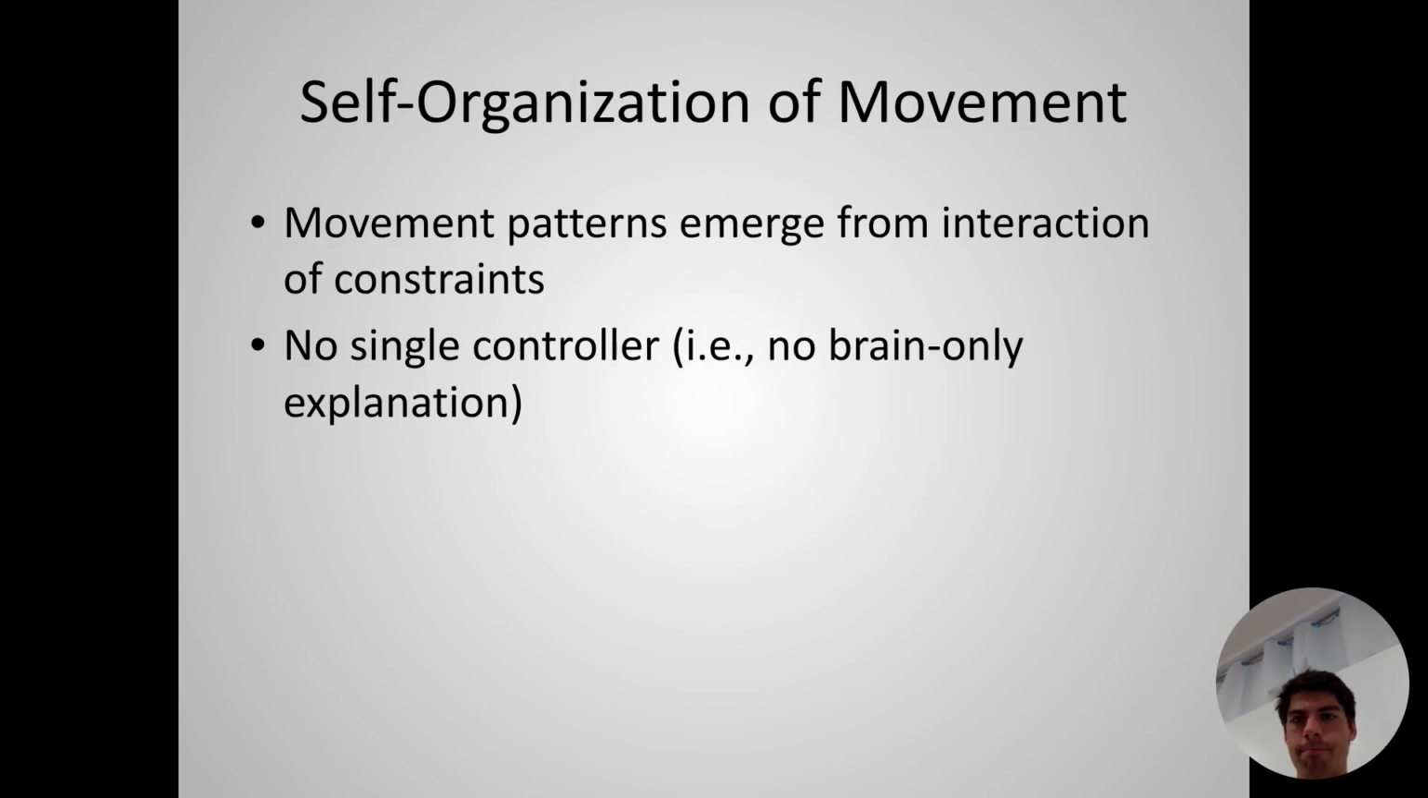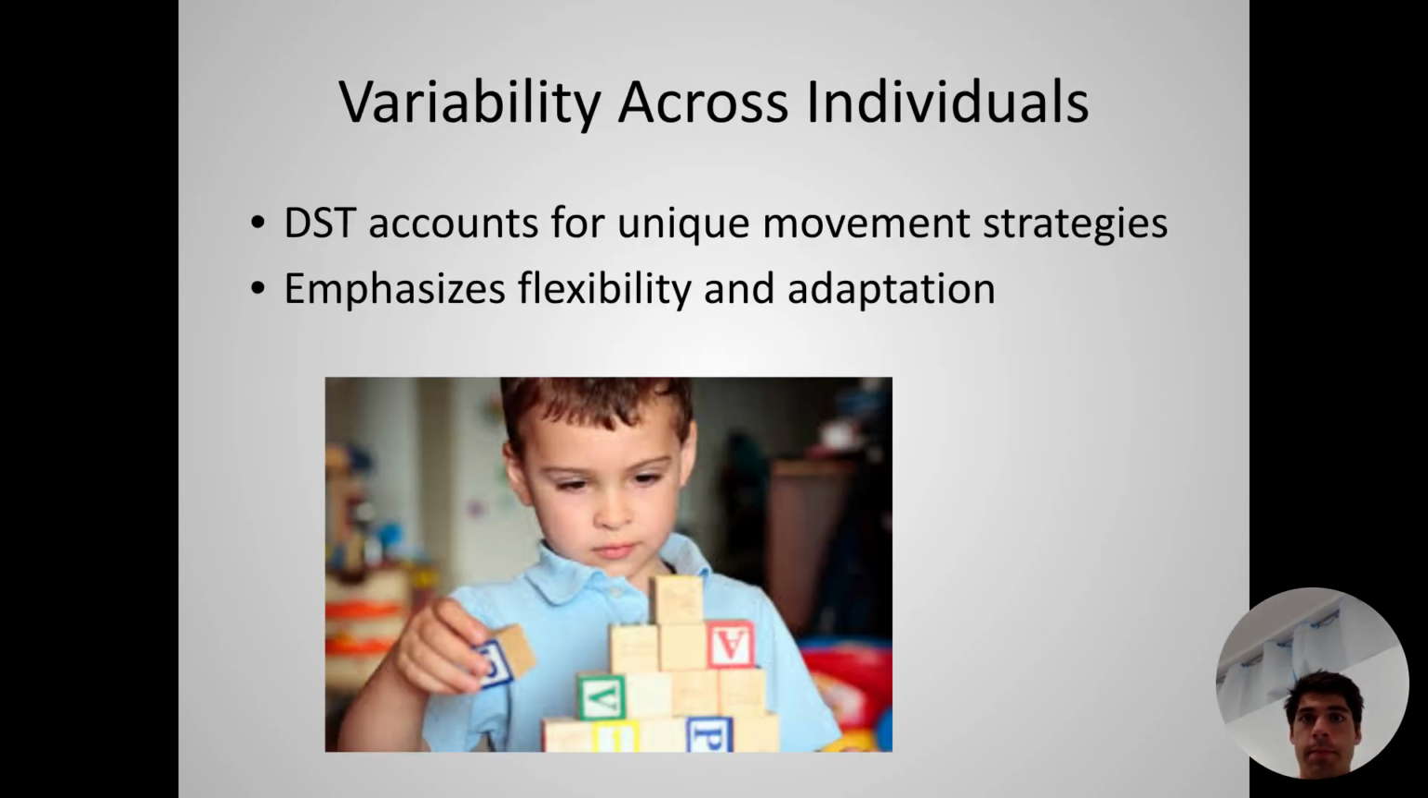There's no "you just do it because you do it." Often with autism, no single controller is the phrase used. You have to go step by step, analyzing why something needs to be done and completing it step by step, especially with individuals with autism spectrum disorder. So, looking at that variability across individuals, the dynamic systems theory accounts for the unique movement strategies.